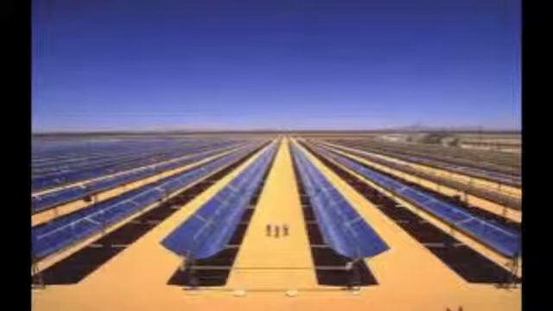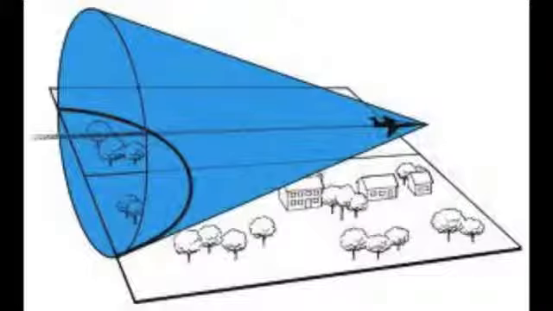You could have solar farms. Here's an example of a solar farm in a desert. There's a pipe that runs through the middle of that parabolic shape. The sun reflects off that, bounces back, heats up the pipe, creates energy. What an amazing concept.